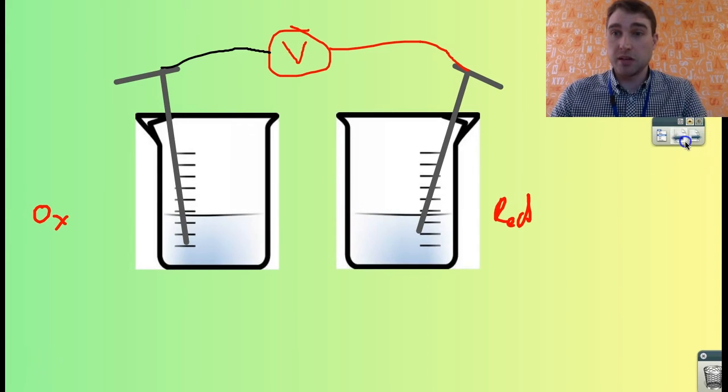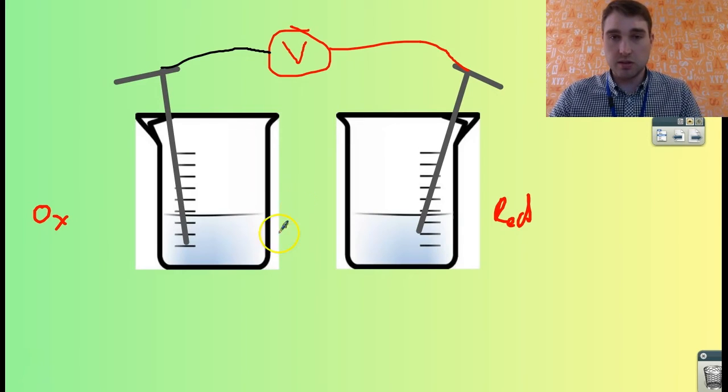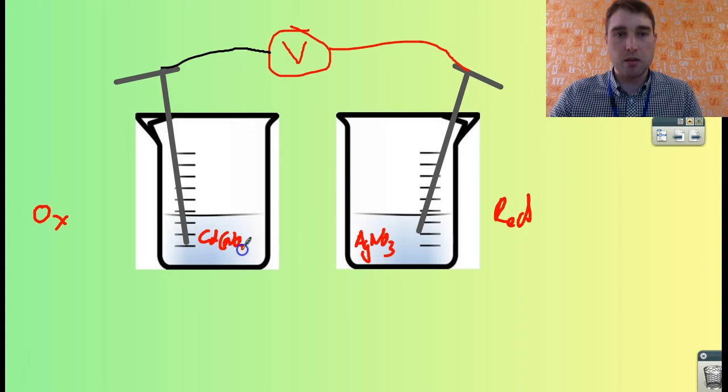So if we look back at our information, we're told that silver nitrate is our solution down here. So our electrolyte is AgNO3, and on the other side we had cadmium nitrate. Okay, now silver is being reduced, so we know the site of reduction is the cathode. So this is our cathode, and consequently the cadmium is being oxidized, so that's our anode over here.